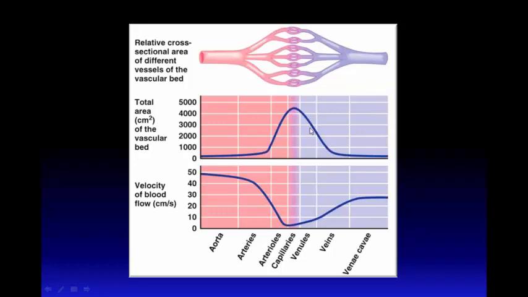The capillaries, this diagram shows the total cross-sectional area of the vascular bed, and in this lower panel of the diagram we have the blood flow velocity in centimeters per second. Although the aorta is the largest artery in the body, since it is a single blood vessel, it has a very small total cross-sectional area as compared with the huge total cross-sectional area of the capillaries.